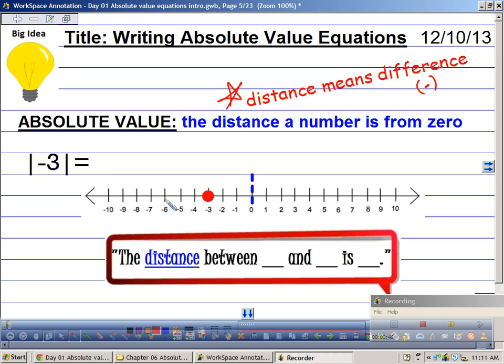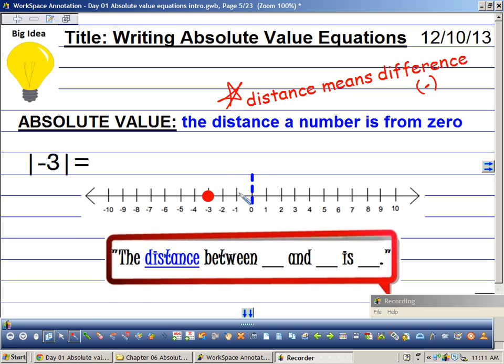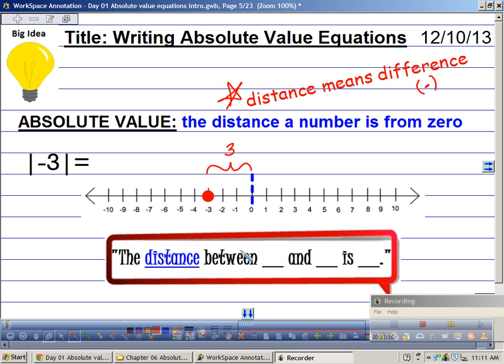Okay. -3. So if I'm at -3, how far away is that from 0? It's 3 away. So the distance between, we'll say, 0 and -3 is +3. Okay?